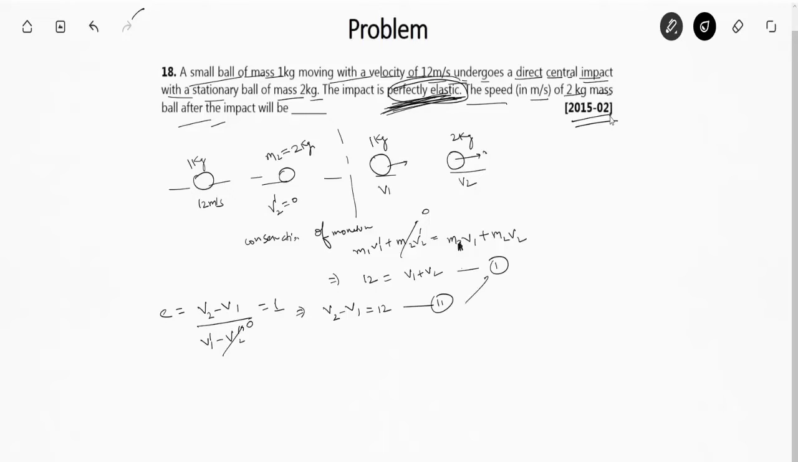Solving these two equations 1 and 2, we will get 3 v2 equals 24. Sorry, my m2 is not 1, it is 2, so it is 24 upon 3, which is 8. So the right answer is 8 meter per second. 8 is the right answer. Now moving to the next question.